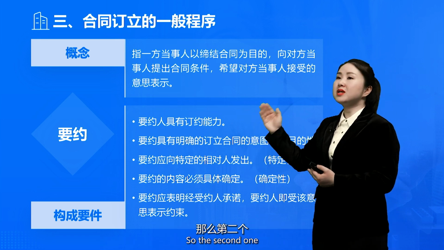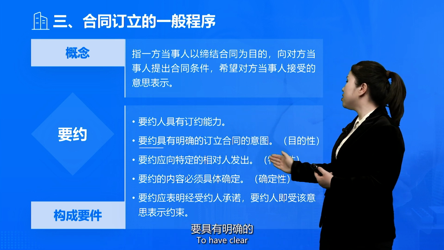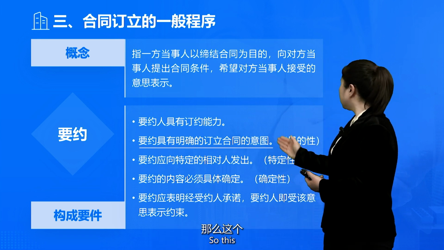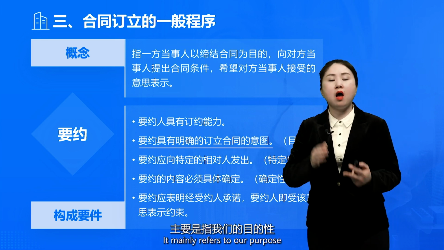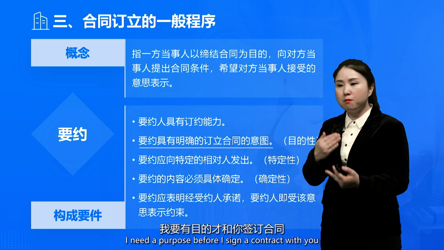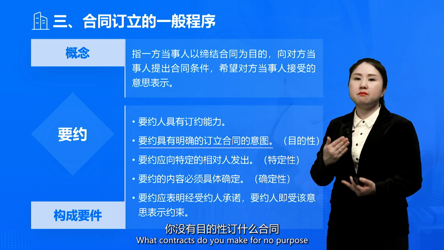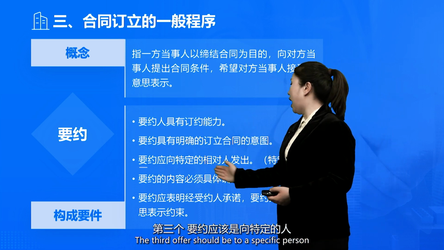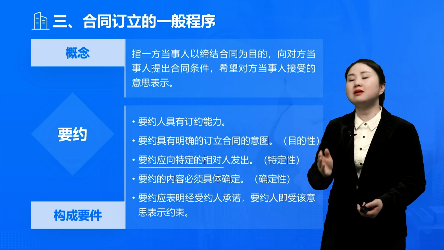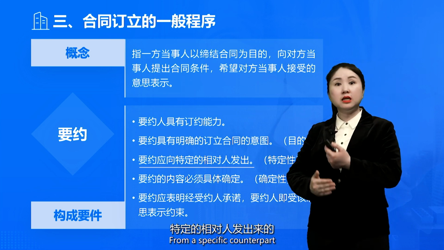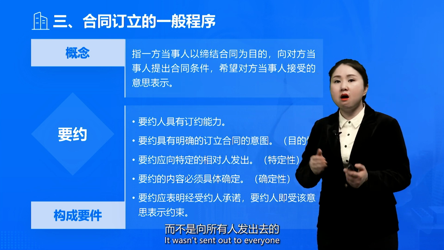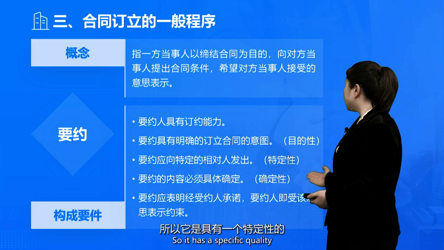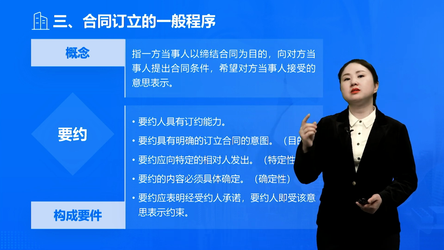The second element: the offer must show a clear intention to enter into a contract. This mainly refers to our purpose. I need a purpose before I sign a contract with you. What contracts do you make for no purpose? The third: the offer should be made to a specific person, a specific counterpart. It wasn't sent out to everyone. So it has a specific quality.